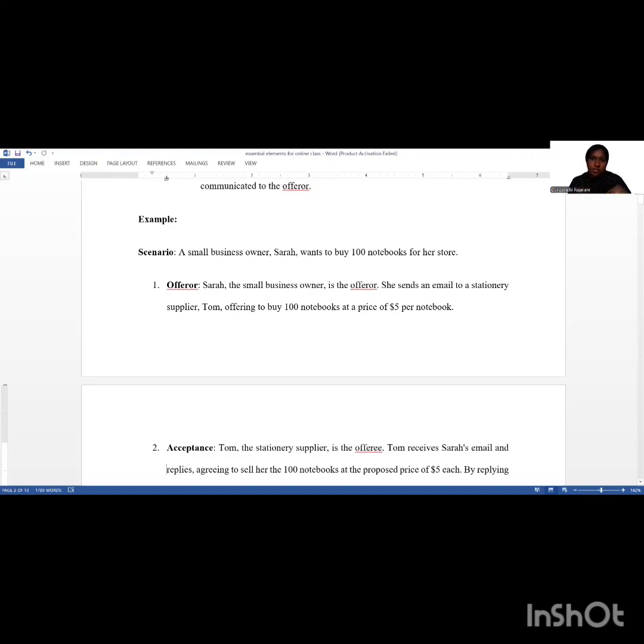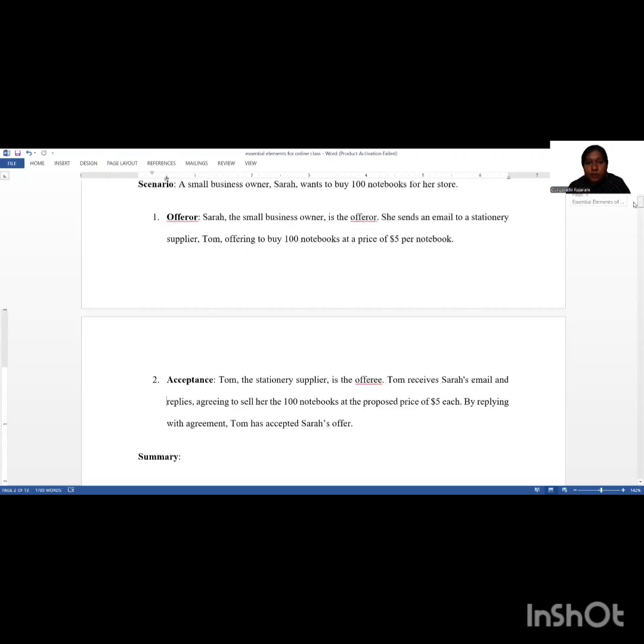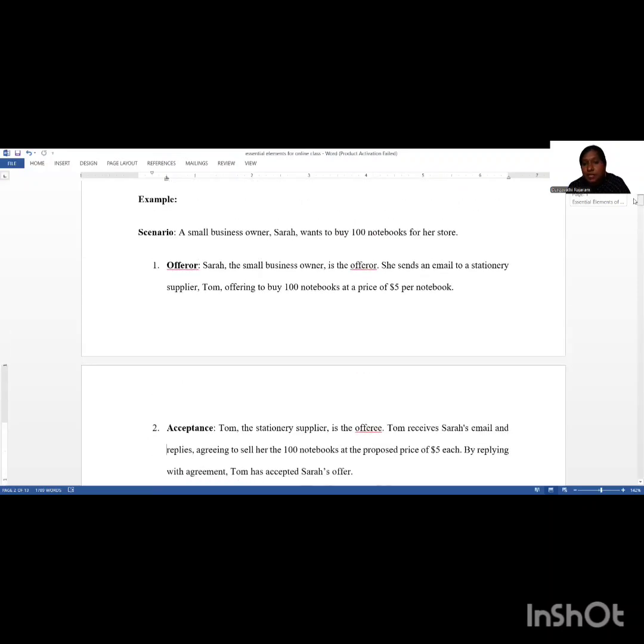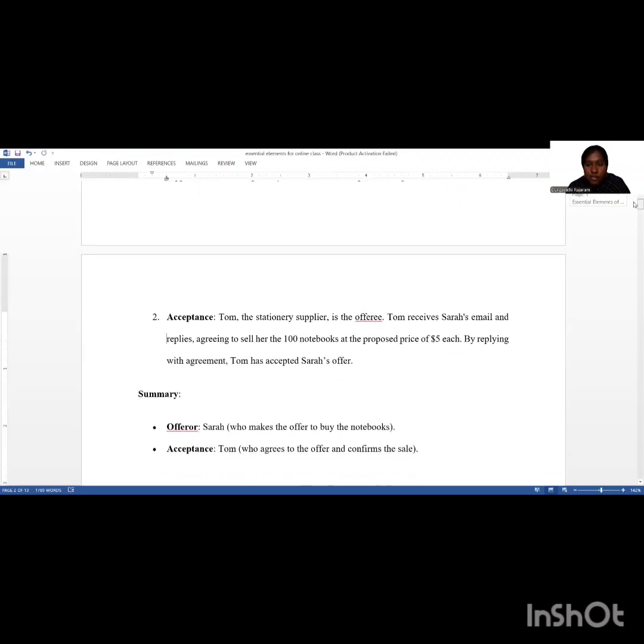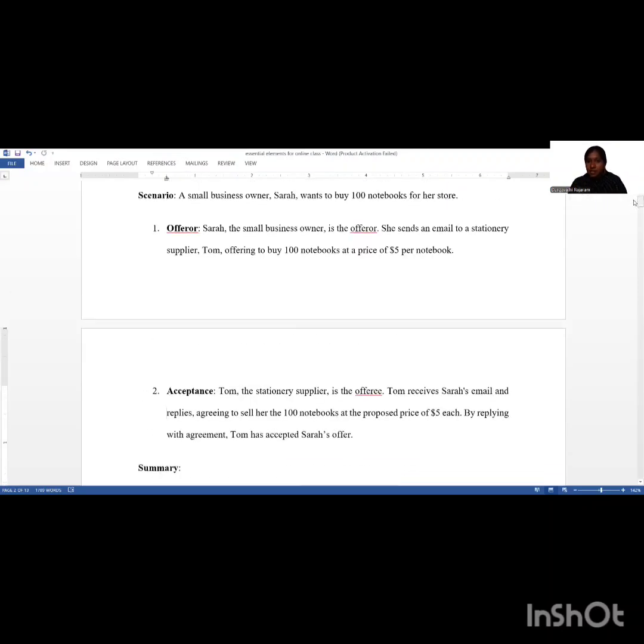Now Sarah is the offerer, and Tom is the acceptor. He accepts the offer. Tom, the stationery supplier, is the offeree. Tom receives Sarah's mail and replies agreeing to the sale of 100 notebooks at the proposed price of 5. By replying with agreement, Tom has accepted Sarah's offer.